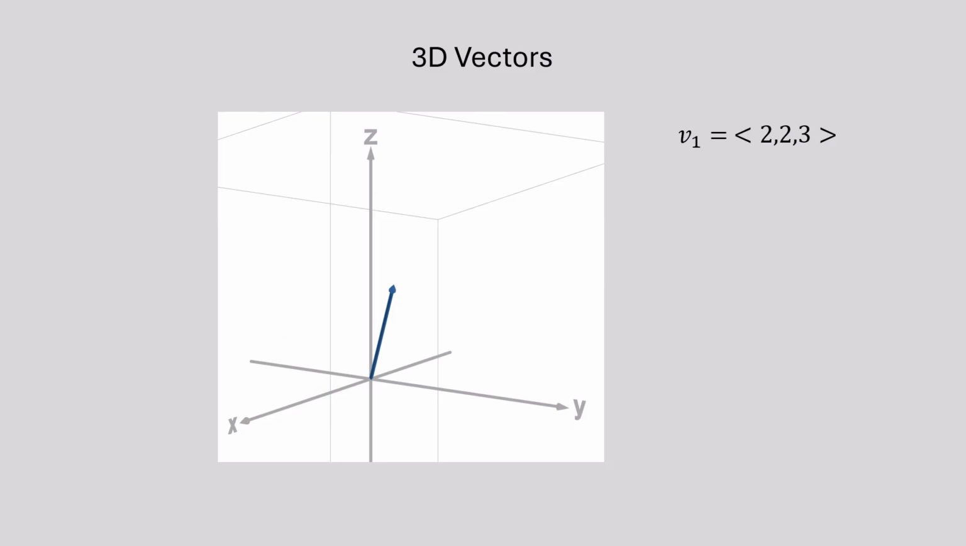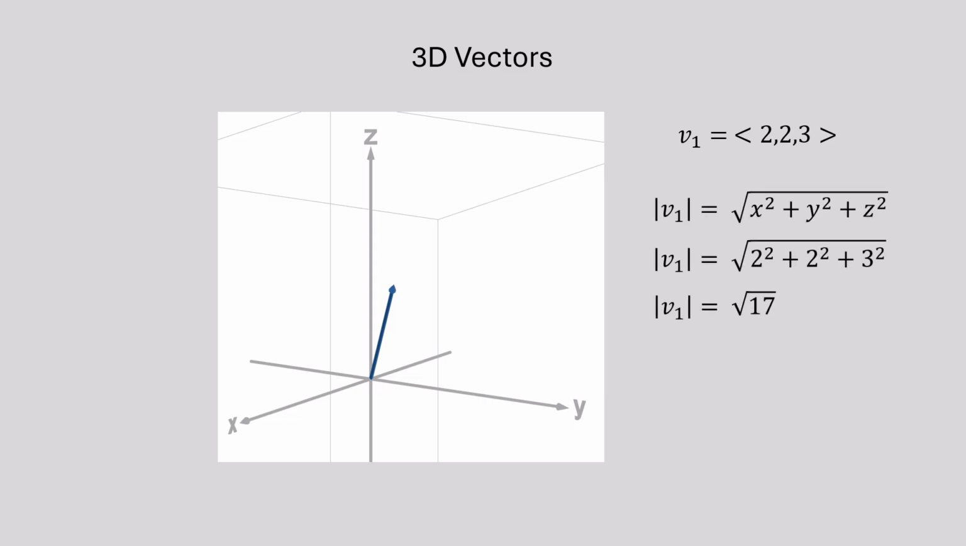Let's look at 3D vectors now. The vector operations for 3D vectors are the same as for 2D vectors. The differences between 2D and 3D vectors are their magnitudes and direction. Let's start with their magnitudes. The magnitude of this vector is given by the equation, and if we put in the components, we get the square root of 17.